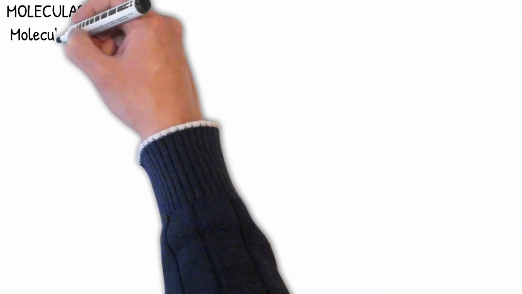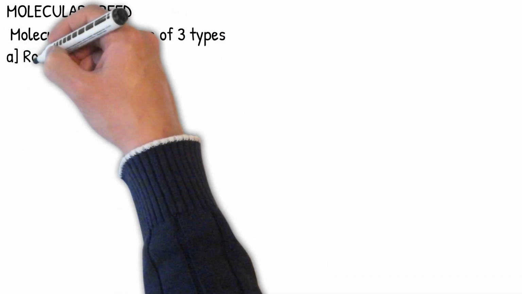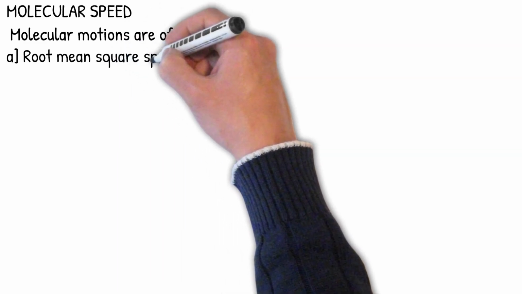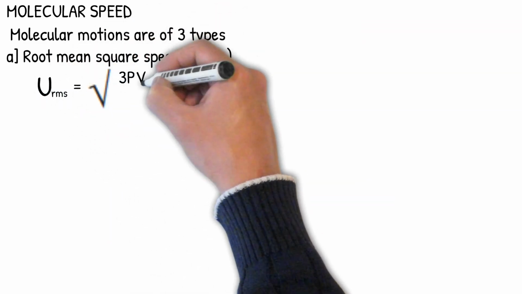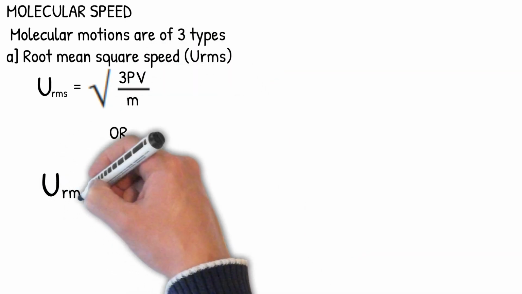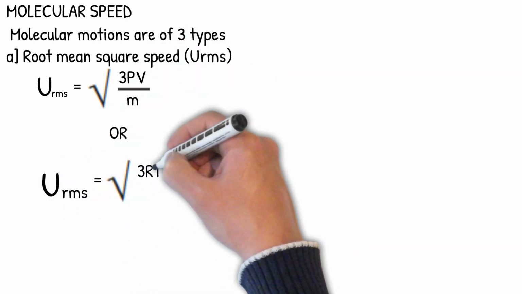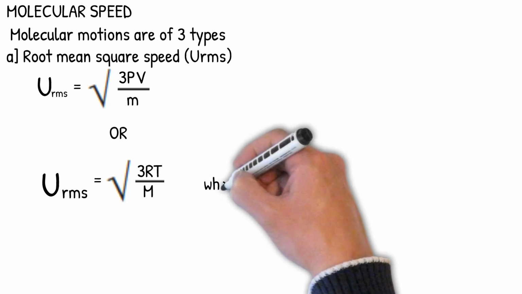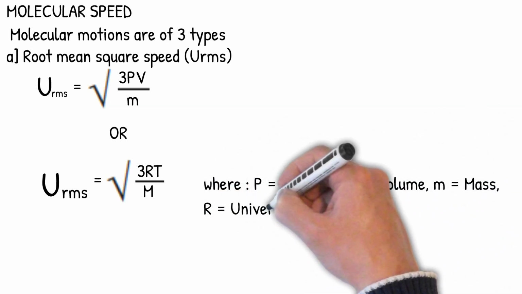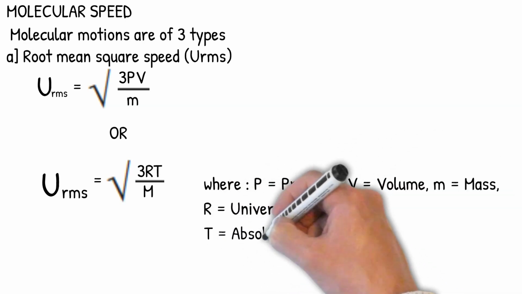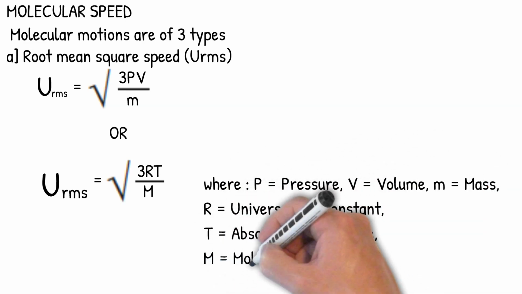Molecular speed. Molecular motions are of three types. A. Root mean square speed, denoted by URMS. URMS equals the square root of 3PV divided by m, or URMS equals the square root of 3RT divided by capital M, where P is pressure, V is volume, small m equals mass, R is the universal gas constant, T is absolute temperature, and capital M is molecular mass.